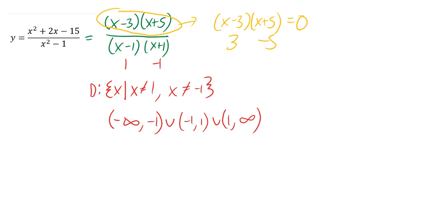I have two x-intercepts. One is the point (3, 0). The other is (-5, 0). Because if the numerator is coming out to 0, then I'm going to have something that looks like 0 over something else. And a fraction with 0 on top comes out to 0.